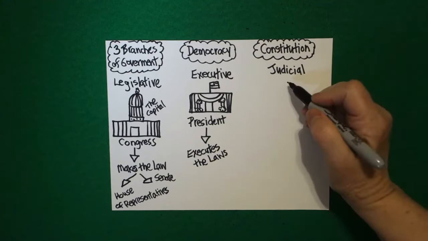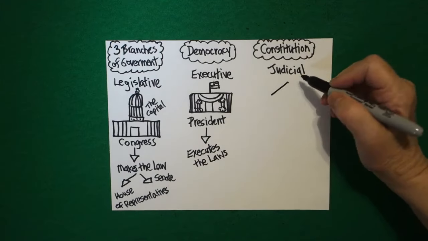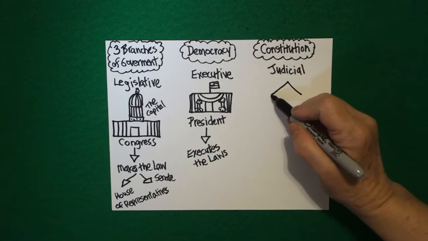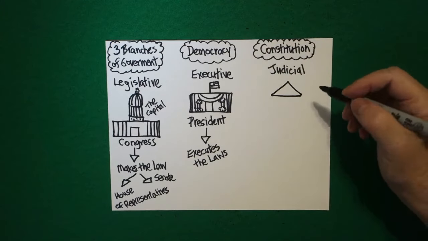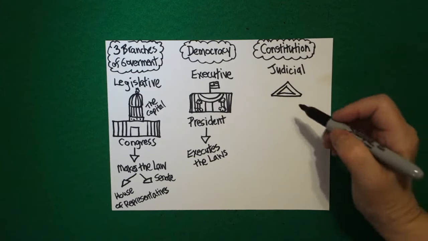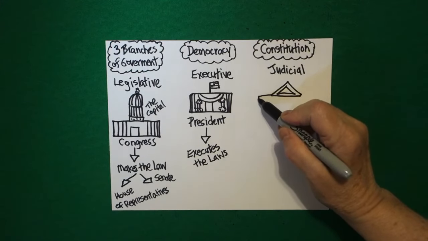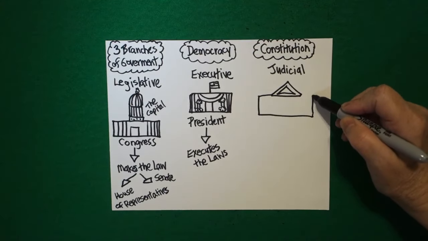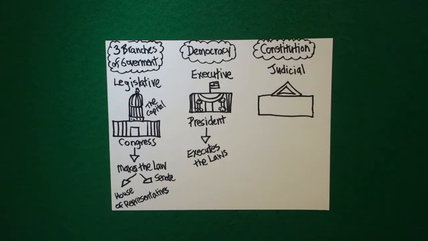Then we come over here to the judicial. Put a dot, straight diagonal out on the left, straight diagonal out on the right, straight line, connect. Put a little one inside. Come on the left, straight line out, straight line down, straight line over, straight line up, straight line in, connect.